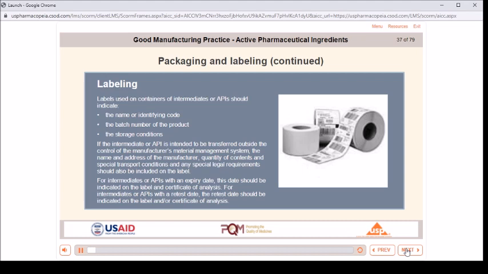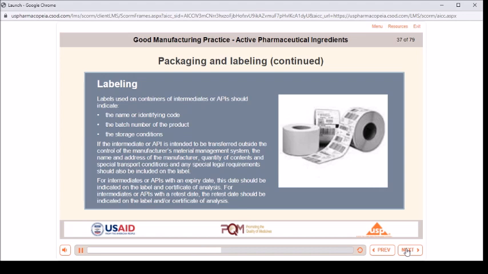Packaging and labeling, continued. Labeling. Labels used on containers of intermediates or APIs should indicate the name or identifying code, the batch number of the product, and the storage conditions. If the intermediate or API is intended to be transferred outside the control of the manufacturer's material management system, the name and address of the manufacturer, quantity of contents, special transport conditions, and any special legal requirements should also be included on the label.